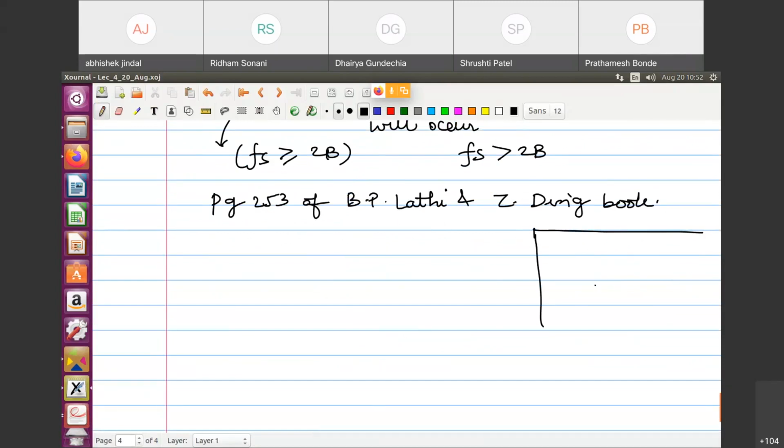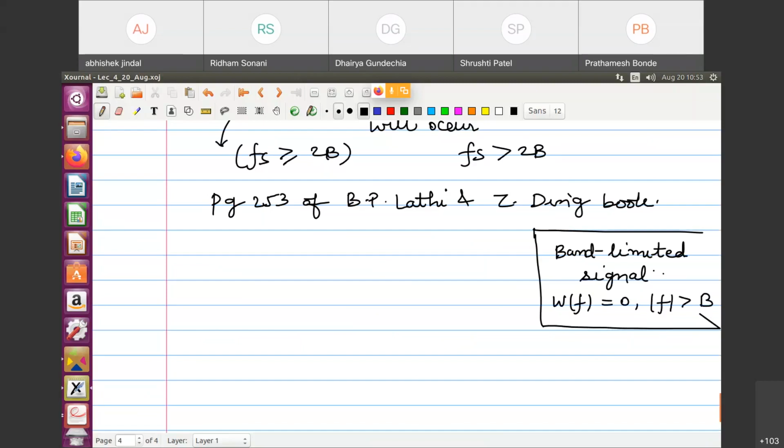See, we are basically studying the sampling theorem for band limited signals. So what is the way you specify a band limited signal? Yeah, now I understood. I must have written W of F is equal to 0 for mod F greater than B. Is that the statement you are referring to? Yes, sir. So this is a band limited signal. Actually, sir, I misread it. I read mod F less than B. If I have written less than B at some place, then it is not correct. It has to be greater than B.